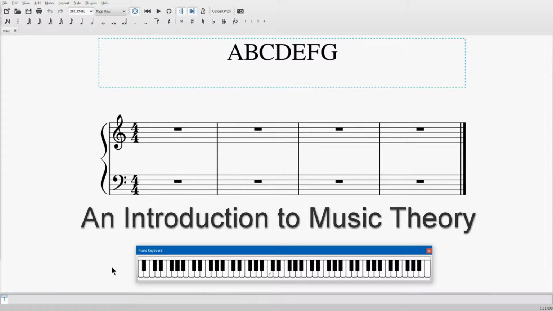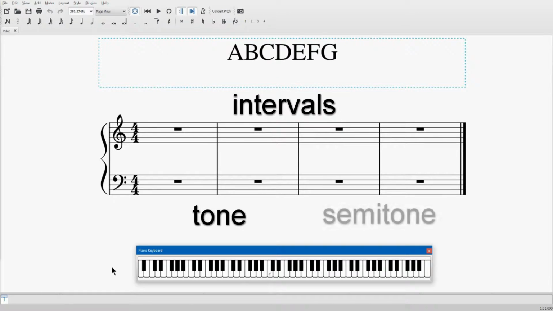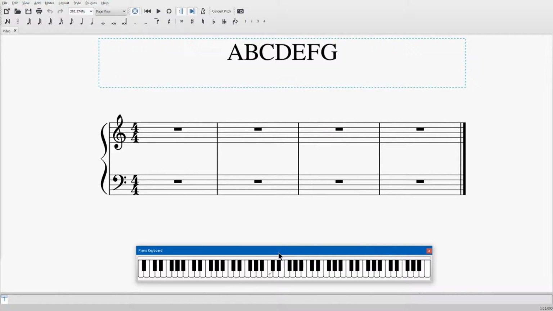In this video we're going to look at the beginnings of the concept of intervals. We're going to do that by way of looking at two particular intervals that exist in music, those being a tone and a semitone. The tone and the semitone are basically fundamental to forming any other interval, or the relationship between two notes in terms of pitch.